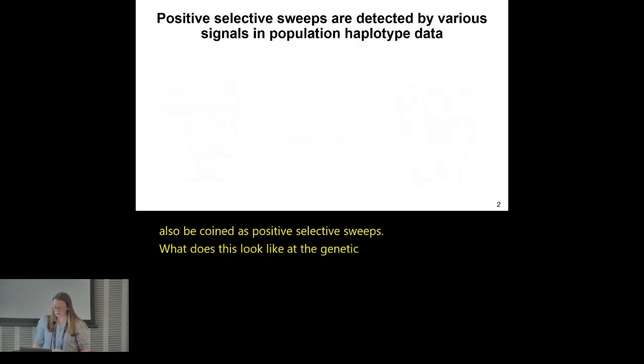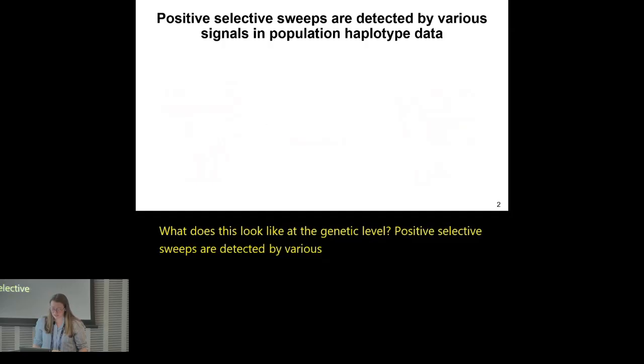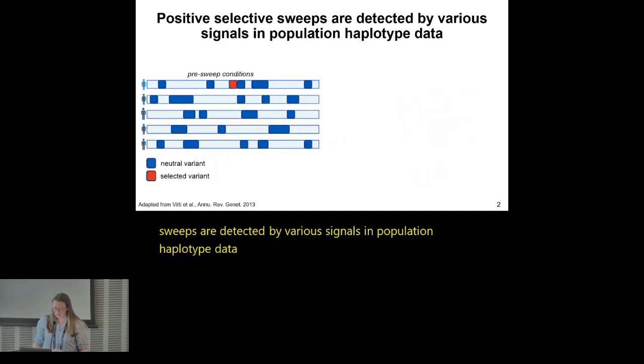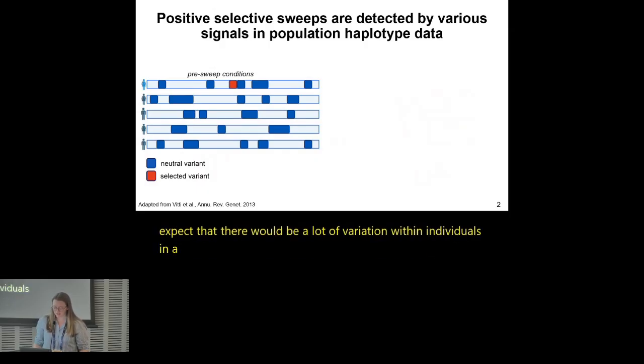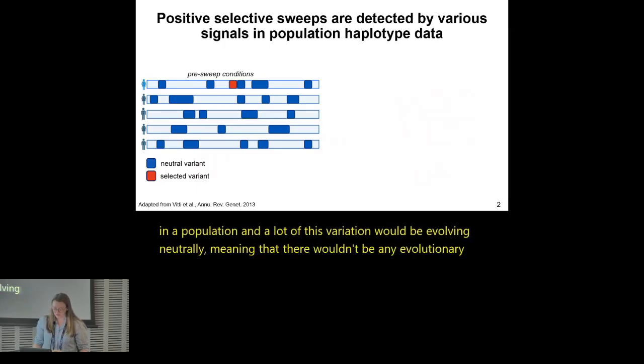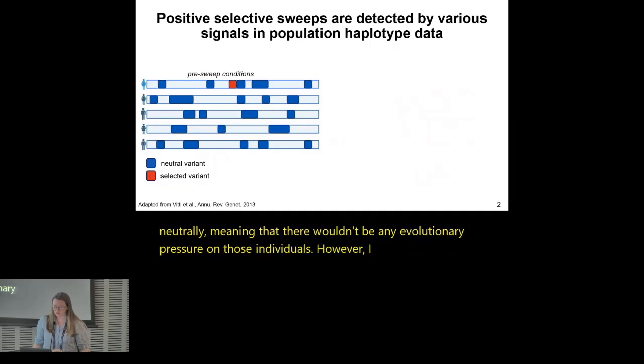Positive selective sweeps are detected by various signals in population haplotype data. So in the pre-sweep conditions in the same population I was talking about on the previous slide, we'd expect that there would be a lot of variation within individuals in a population, and a lot of this variation would be evolving neutrally, meaning that there wouldn't be any evolutionary pressure on those individuals. However, I did mention that there's one individual that contains a selected variant, denoted here in the red box.